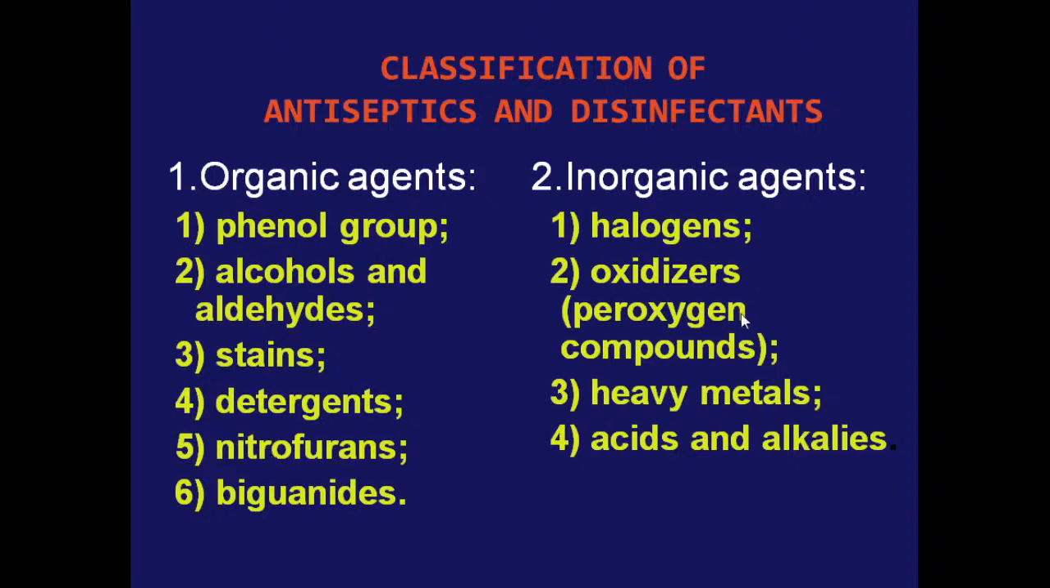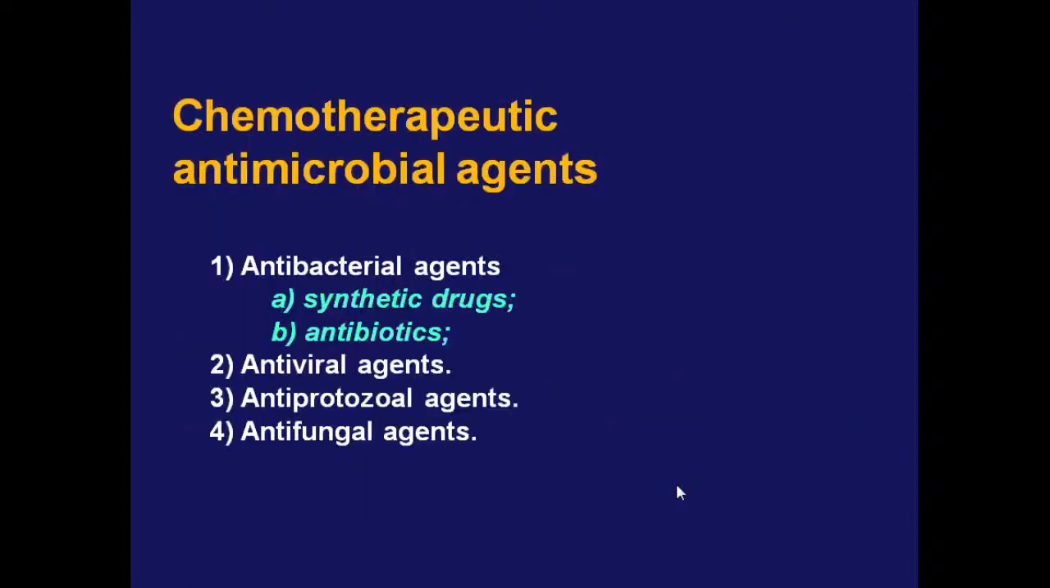And inorganic includes halogen-containing agents, basically iodine and chlorine containing. Second group, oxidizers or peroxygen compounds. Third group, heavy metals or salts of heavy metals. And fourth, acids and alkalis. This is the classification of antiseptics and disinfectants.